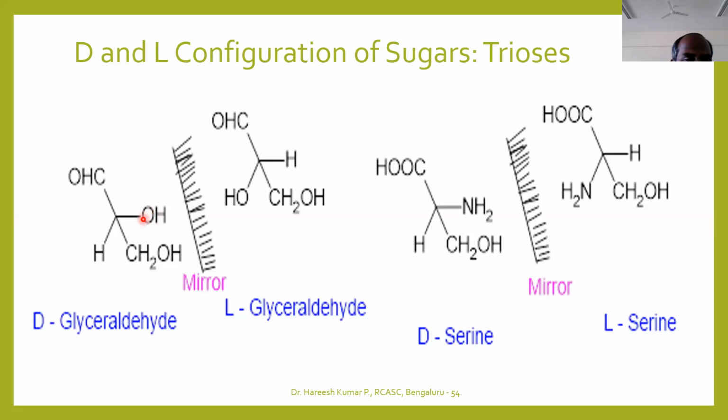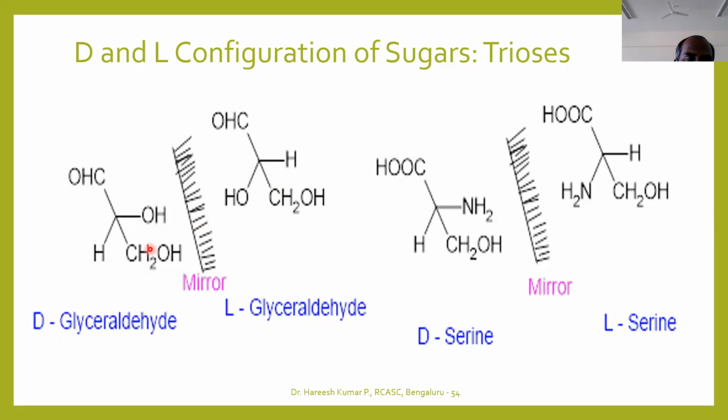If it is on the right hand side, we can say that it is D configuration. So D is assigned based on the electronegative atom. If it is on the right hand side, it is D. Suppose a hydroxy group is on the left hand side, you can observe that this is the left side, and this is called L configuration. So this is how you can assign D and L to the glyceraldehyde. This is also a glyceraldehyde. This is also a glyceraldehyde.